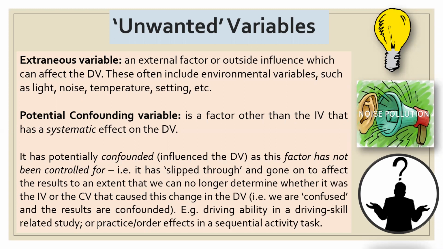Now, unwanted variables are variables other than the cause and other than the effect. They're variables other than the IV and other than the DV. We call them unwanted because we don't want these variables in our study, because what they do is they make it confusing for us to conclude whether the IV definitely or certainly caused the change in the DV. And I'll give you an example with reference to that hyperactivity scenario we looked at last time.